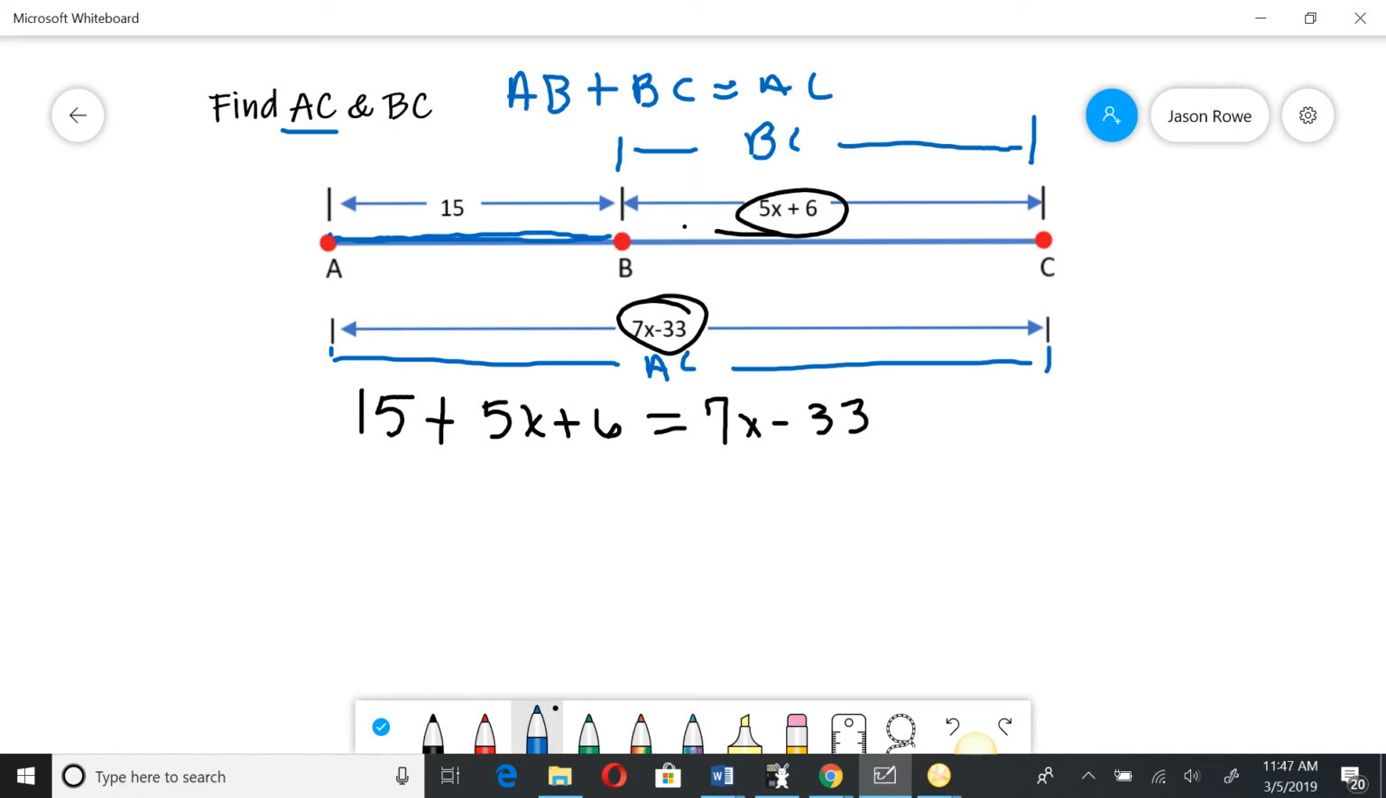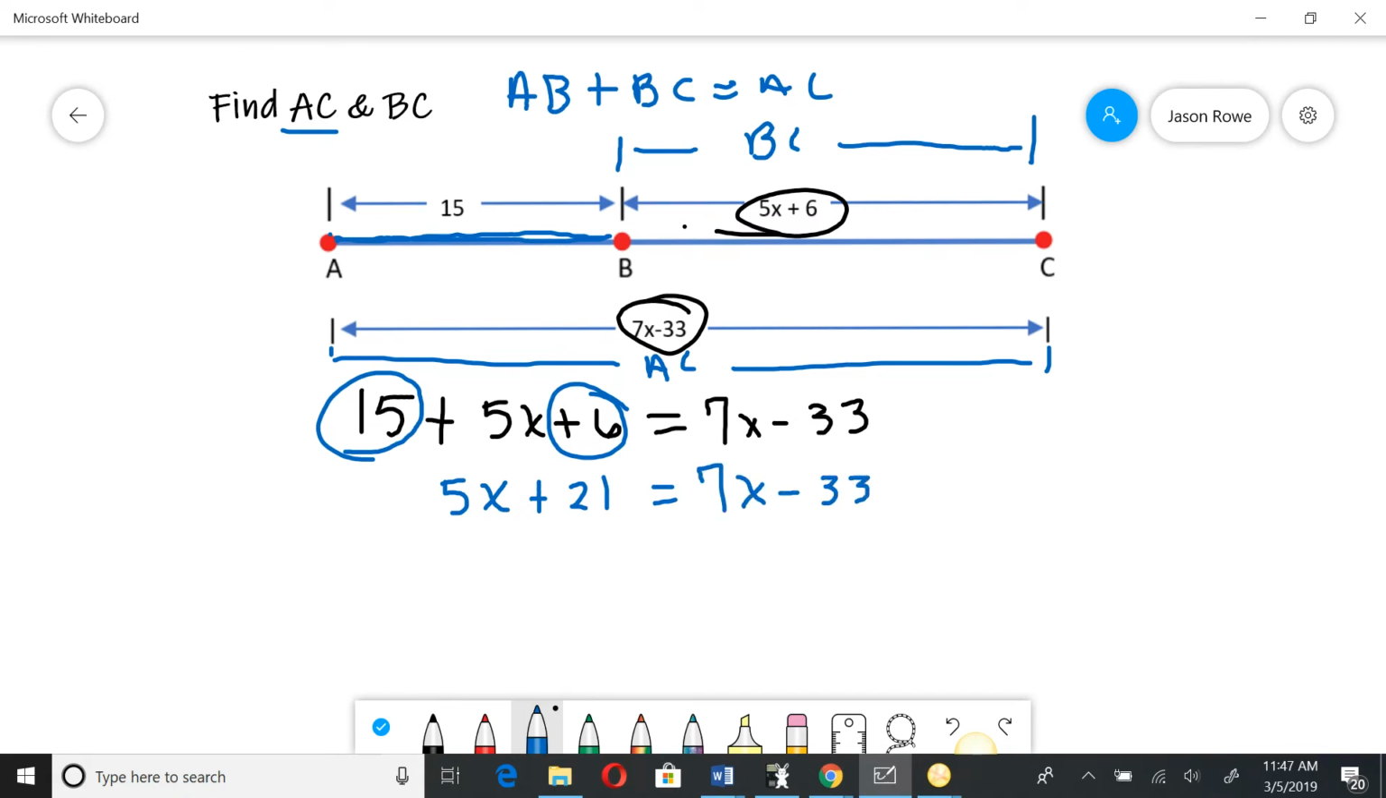So again, follow the rules for simplifying or solving an equation. We're going to combine like terms first. My like terms are 15 and 6. 15 plus 6 is 21. So this would be 5x plus 21 equals 7x minus 33.